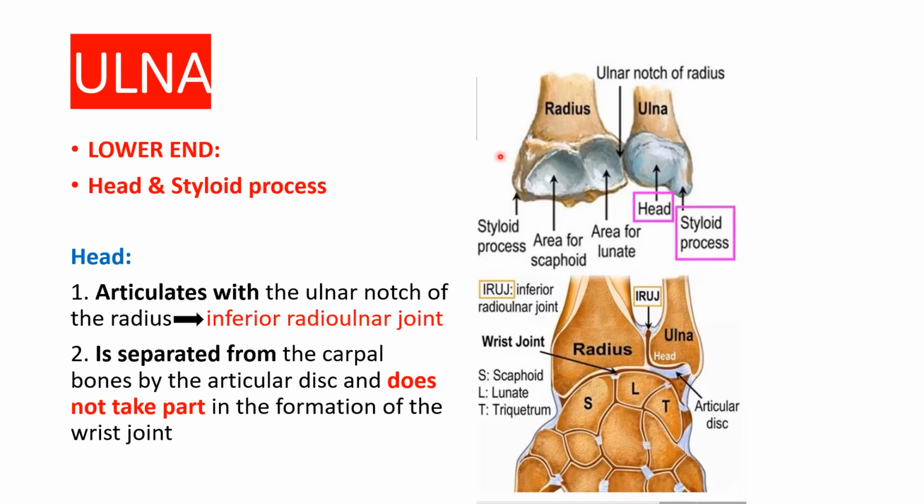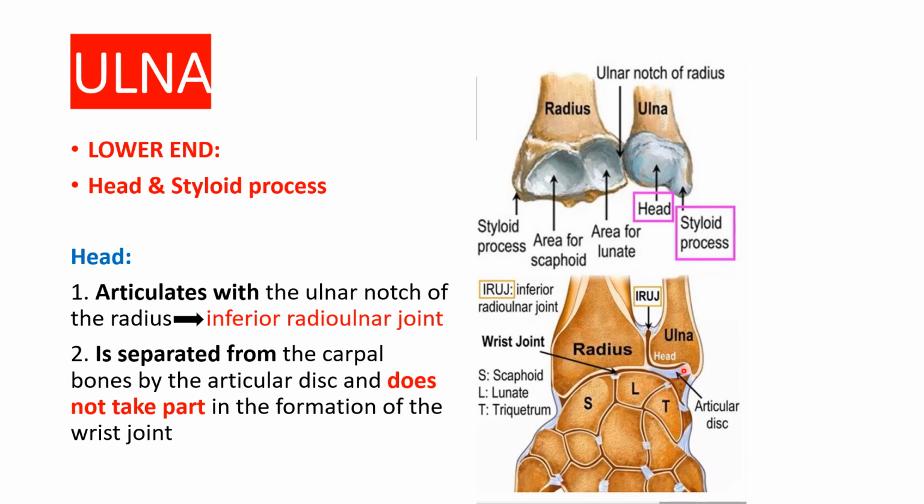The lower end of the ulna is made up of two main parts, the head and the styloid process. So this is the head of the ulna, this is the styloid process. Now the head of the ulna articulates with the ulnar notch of the radius to form the inferior radioulnar joint. This is the head of the ulna, this is the ulnar notch of the radius. It is important to note that the head of the ulna does not take part in the formation of the wrist joint. This is the carpal bones. It does not form part of the carpal bones because it is separated by an articular disc here.